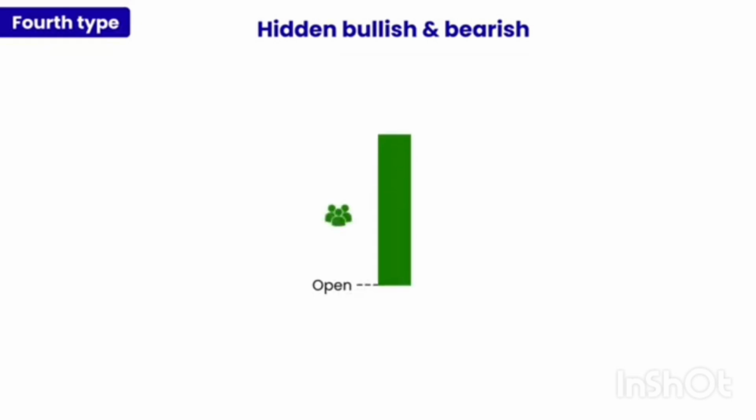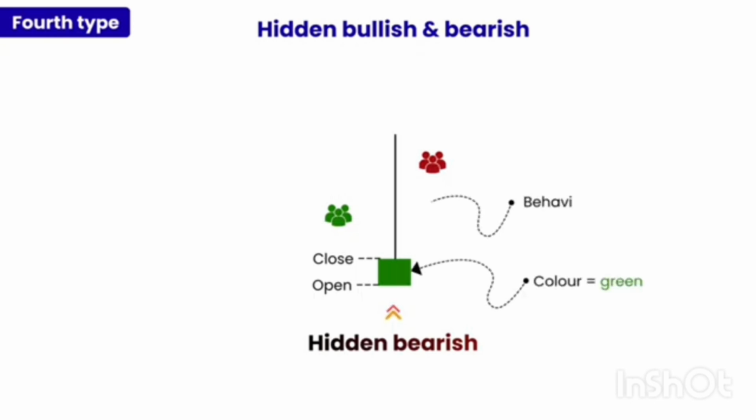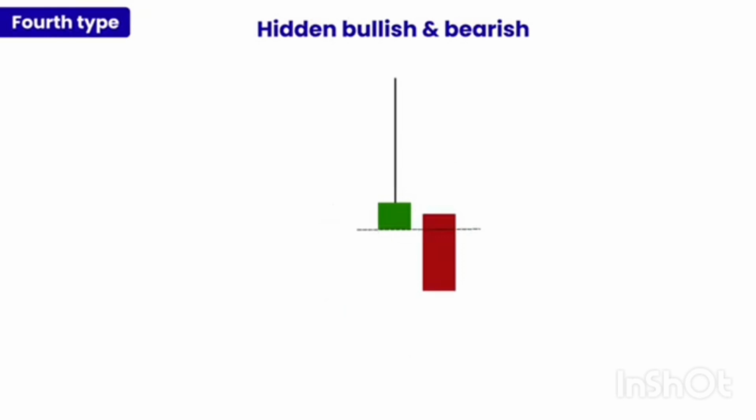Many traders confuse a strong bearish candle with a hidden bearish candle. The difference is simple. A strong bearish candle is red. A hidden bearish candle is green, but behaves like a bearish candle. Now let's look at the hidden bullish candle. Suppose sellers push the price sharply lower, but buyers aggressively step in and push the price much higher before the candle closes. Although the candle is red, its behavior is actually bullish because buyers dominated by the end of the session. This is known as a hidden bullish candle.